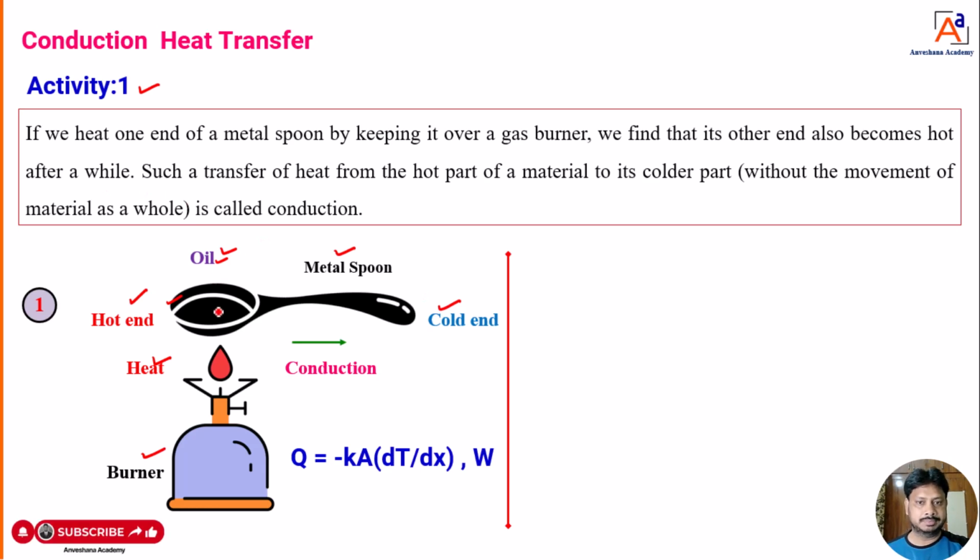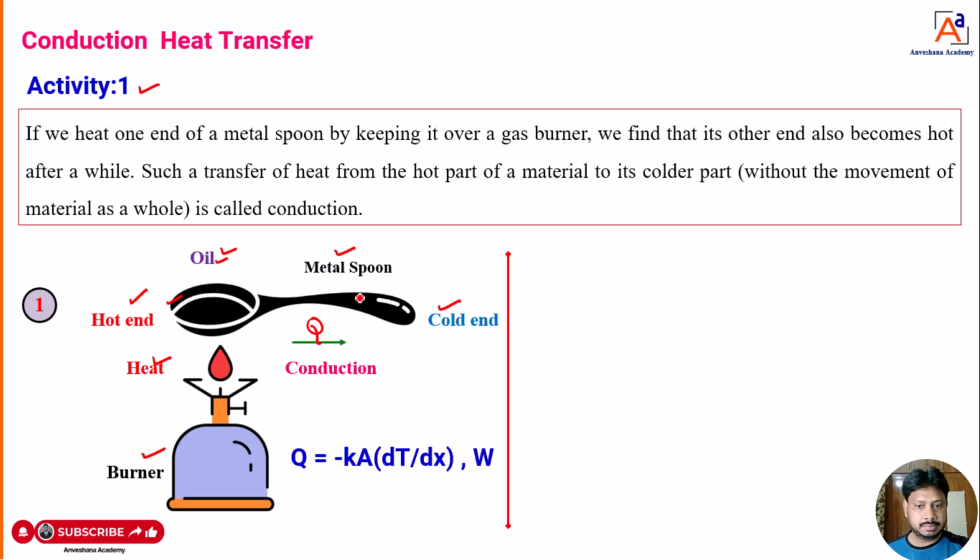Now leave it for a while. Heat is supplied to the spoon at the hot end, and the heat is going to transfer from the hot end to the cold end through the metal spoon. That type of heat transfer we call conduction heat transfer. The rate of heat transfer in that material is represented by the notation Q. That is conduction heat transfer, dear students. Whatever heat transfers from hot end to cold end through the metal spoon is conduction heat transfer.